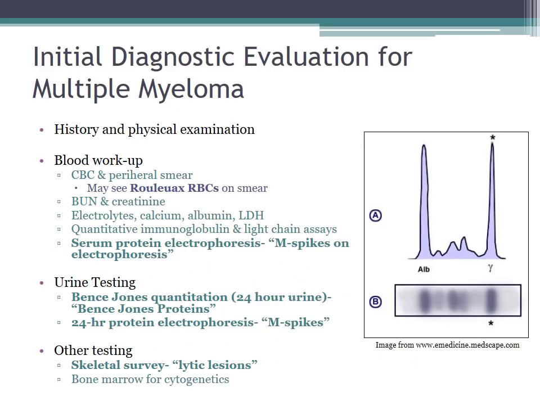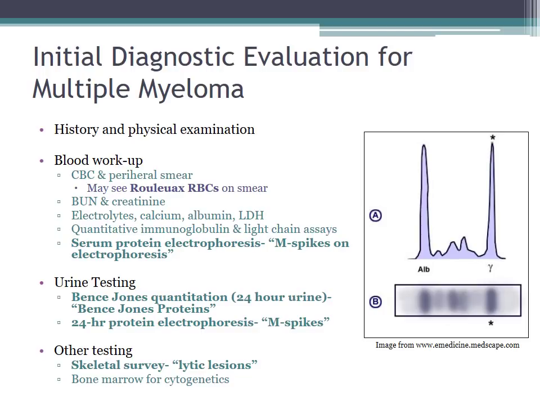The workup for a patient with multiple myeloma starts with a good history and physical exam. Blood workup for this patient will include a CBC as well as a peripheral smear. And on the peripheral smear, you may see Rouleau RBCs, and this is a stacking of the red blood cells, which is due to proteins in the blood. We'll talk about that a little bit more with the next syndrome we'll discuss. It's also important to get a BUN and creatinine, as well as electrolytes, calcium, albumin, and LDH.